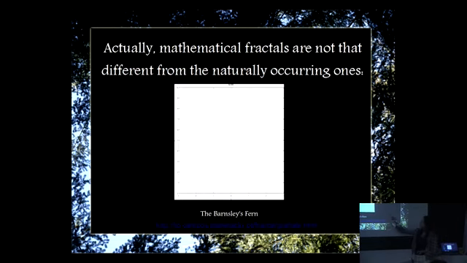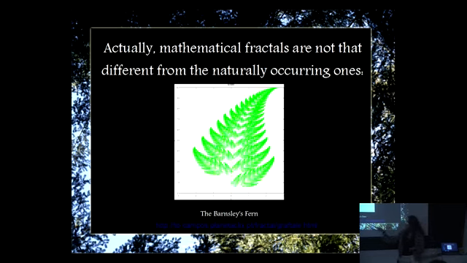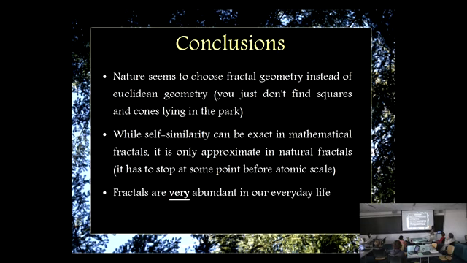Mathematical fractals can resemble nature much more than Euclidean objects. That's the Barnsley fern. It's a set of 4 functions that generates a leaf that looks quite like a natural one. That's a link that, if I have time, I'll show later. And then I could draw some conclusion: nature seems to prefer fractal geometry over regular Euclidean geometry.